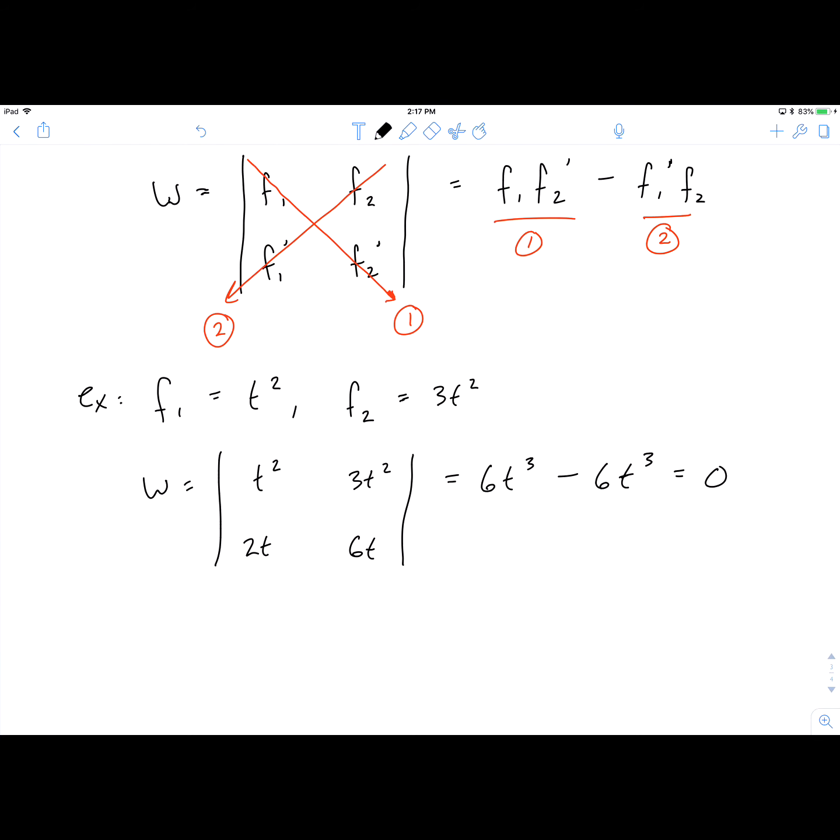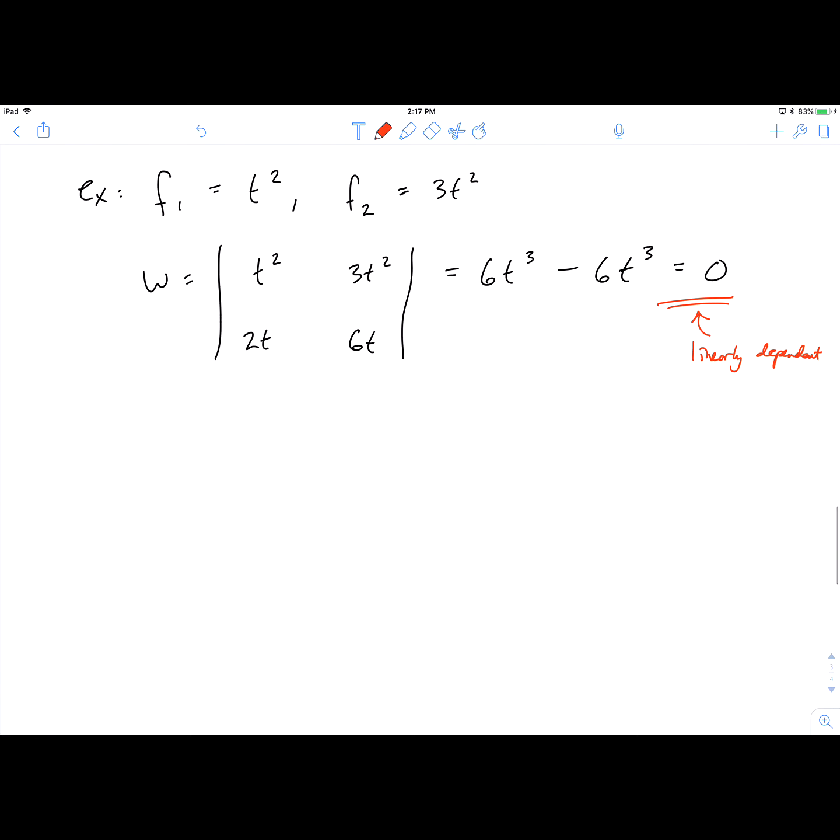If the Wronskian comes out to be 0, then it turns out that it's likely that these are linearly dependent. Without going into too much detail, it doesn't completely guarantee it, but for anything that we'll see, we shouldn't see any examples where the Wronskian being 0 does not mean it's linearly dependent. However, if the Wronskian is not 0, we can be certain that they are linearly independent. Let me show you an example.